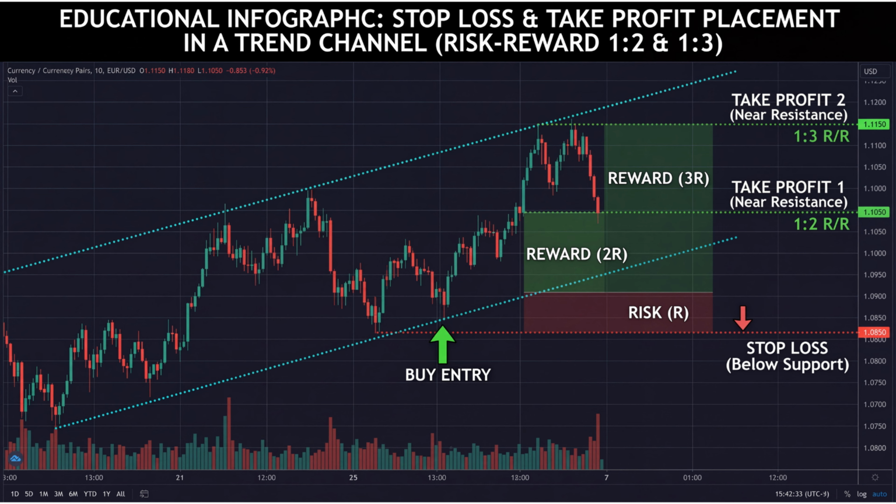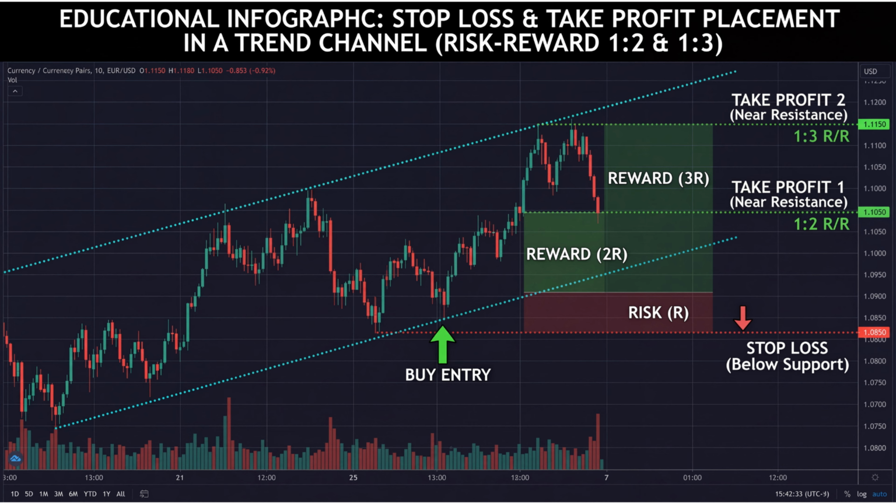How to place stop loss and take profit levels when trading inside an uptrend channel using proper risk-to-reward management. The buy entry is taken near the support line, where price shows bullish rejection and follows the overall trend. The stop loss is placed slightly below the support level to protect against a trend breakdown, which defines the risk, shown as 1 unit of risk or 1R.